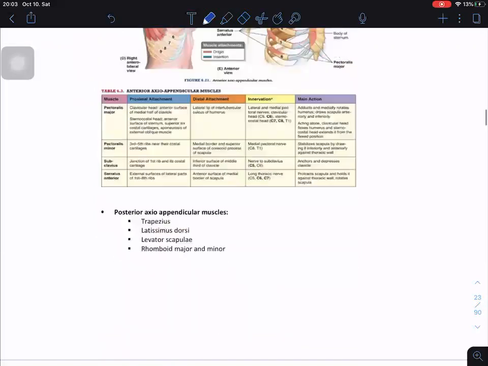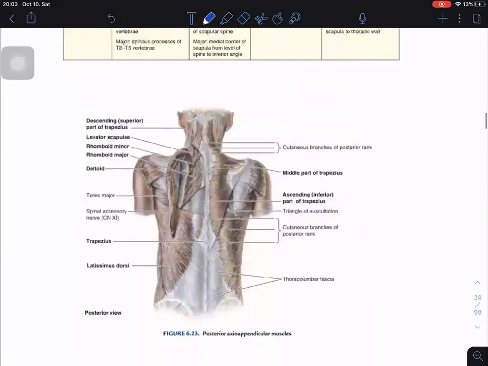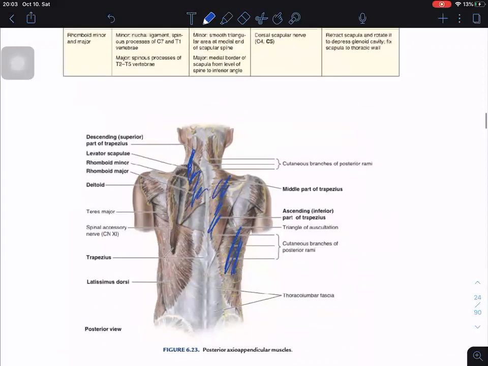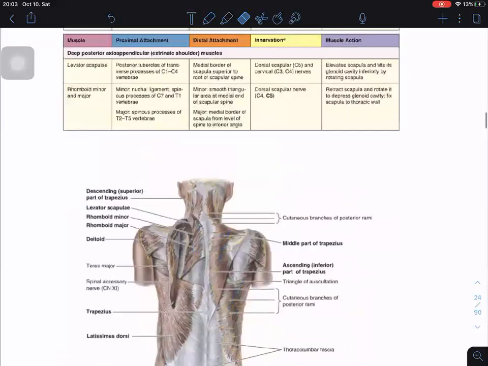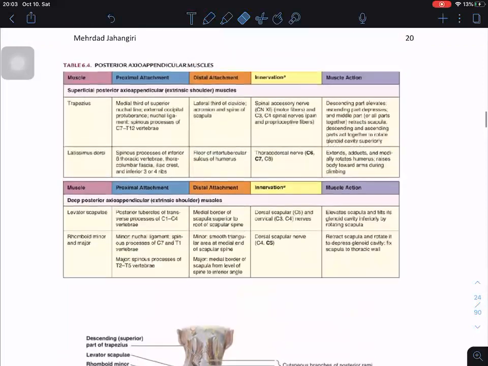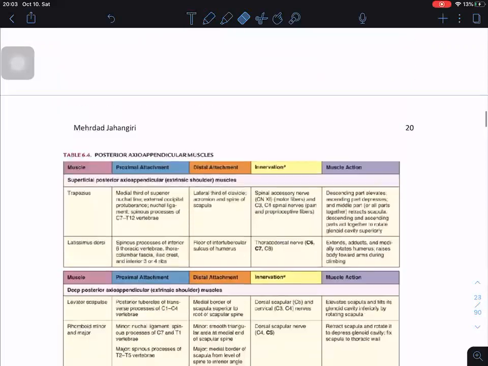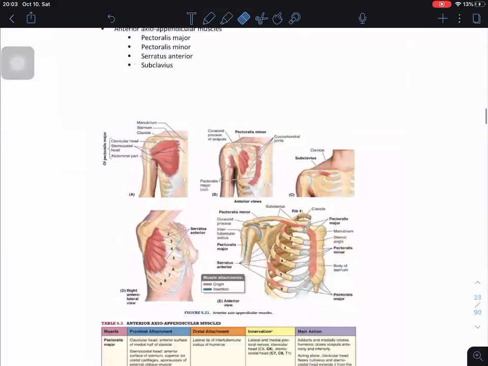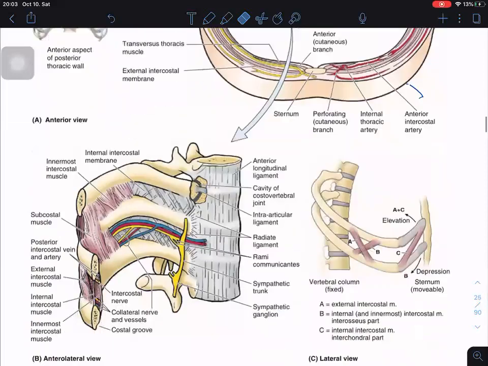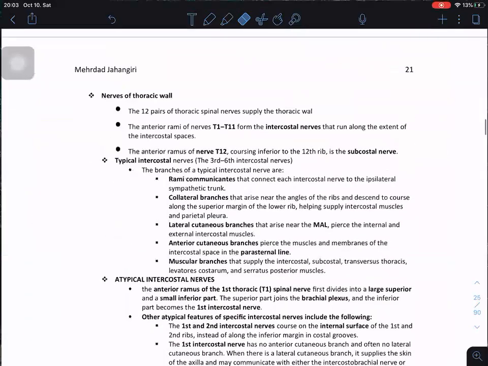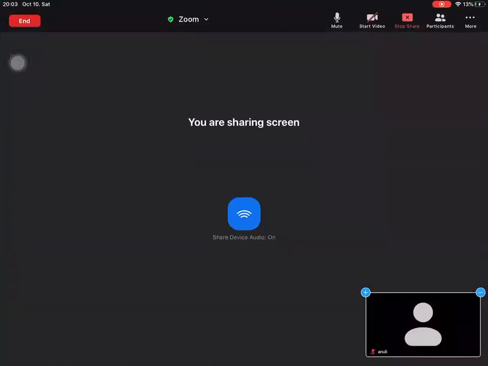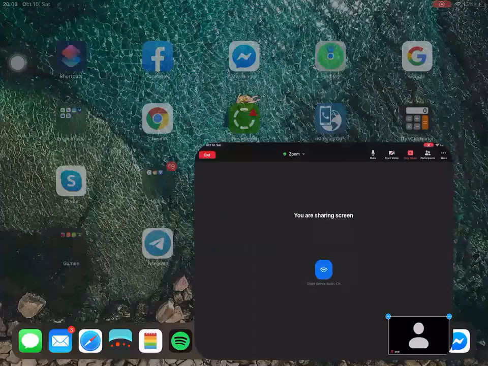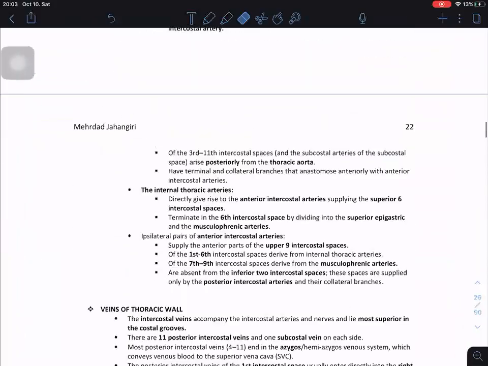All right. Posterior axioappendicular muscles were trapezius, latissimus dorsi, then levator scapulae, and rhomboid minor and major. So these are also covered in the upper limb, so you've been over them. Just take a look at them and revise them quickly. I don't want to waste time on these muscles, and make sure you revise their ID again on the cadaver. Okay, so that's pretty much about the muscles. All right, let's start to talk about the nerves supplying the thoracic wall.